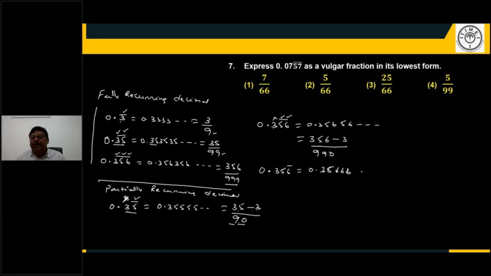0.35666 and so on. So what is happening here, students, only 6 is recurring, 35 is not recurring. So what is the equivalent fraction now? 356 minus what is the non-recurring part here, students? 35 is not recurring. So minus the non-recurring part 35, by how many digits are recurring? Only one digit. So 9, followed by how many digits are not recurring? 2 digits. So 2 zeros. Right? Hope I'm clear by now.